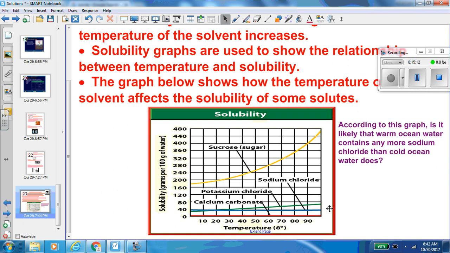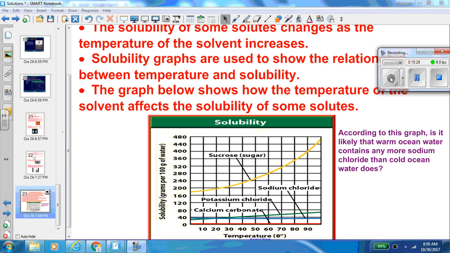And if you look at this line, it's pretty horizontal. So no matter whether you have warm ocean water or cold ocean water, it's not really going to change. So from this graph, we can see that if we have about 40 grams of salt and you increase the temperature of this solution, it's not really going to contain more sodium chloride than it would if it was at a lower temperature.